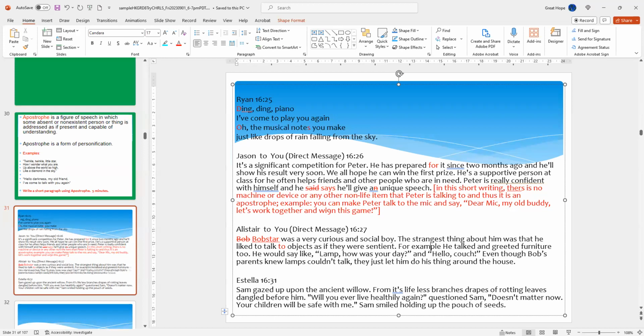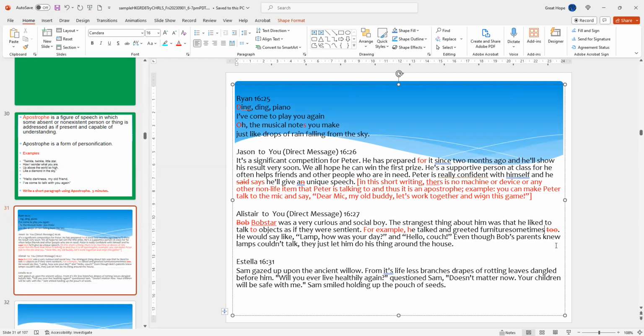For example, he talked and greeted furniture sometimes. So people saw him, or we can say people saw him talking to furniture, talking to a bed, or talking to a chair, talking to anything that's not talkable, but he was really like talking to real people. Sometimes that will be very strange and weird, so make a story very interesting. All right, so let's just make it like real sometimes.